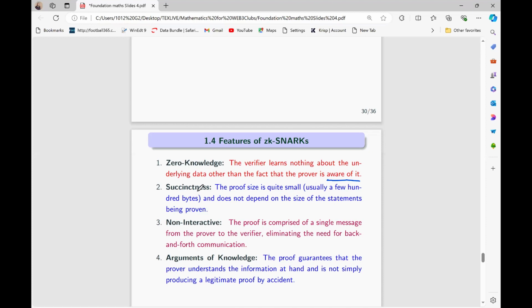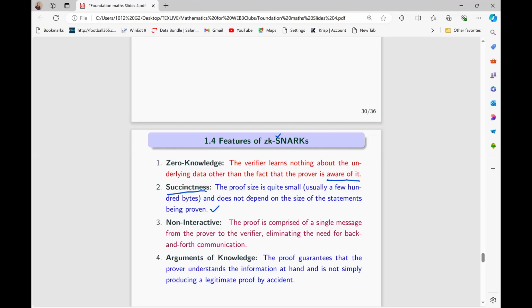Now, what is this succinctness? That is coming from the S. From the S, we are saying that the proof size should be smaller than the witness. So I'm saying the proof size is quite small, usually a few hundred bytes, and it does not depend on the size of the statement being proved. The statement being proved could be longer, but the proof is supposed to be short. So that is what I mean by succinctness.